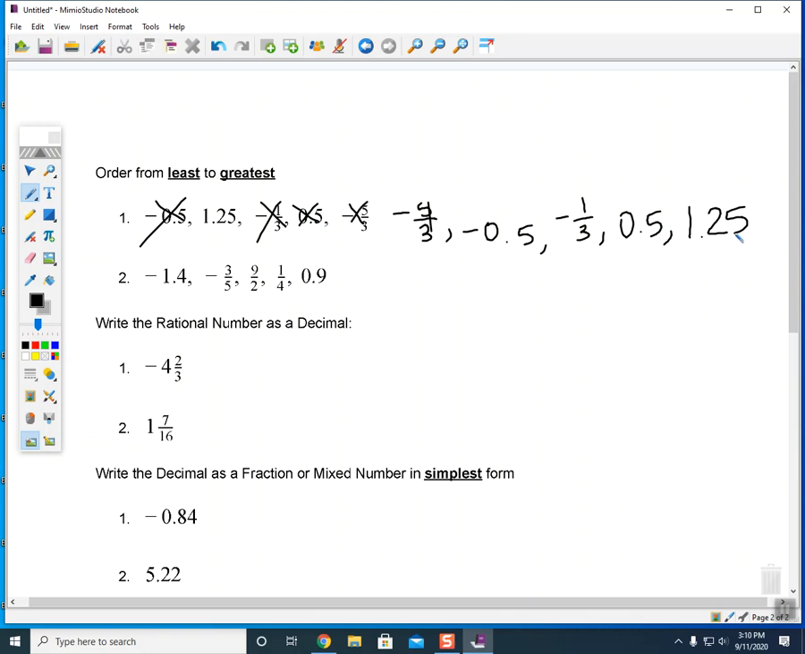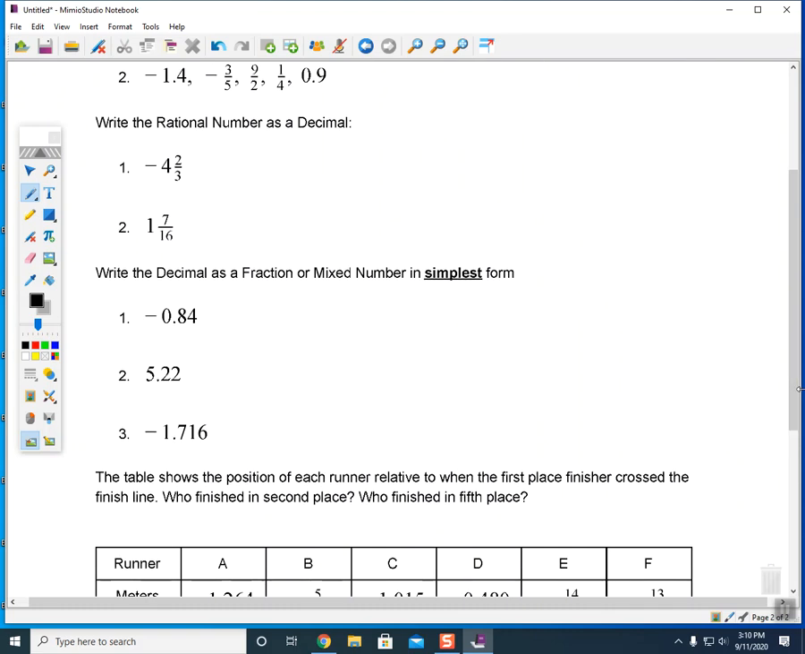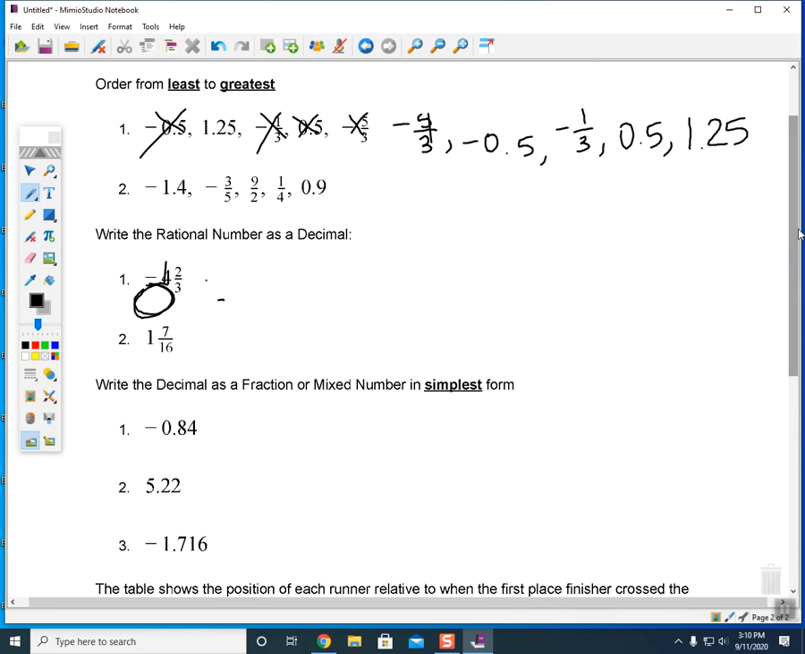I want you to do the same thing for number 2 on your own. I'm going to move on for now. We're going to write the rational number as a decimal. Okay, this is pretty simple. So I already see I've got a -4 here, a whole number. And then I'm going to have a decimal point, I know that.